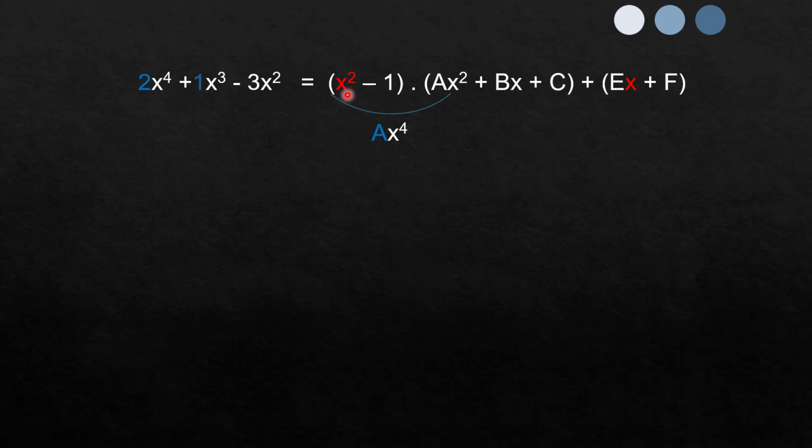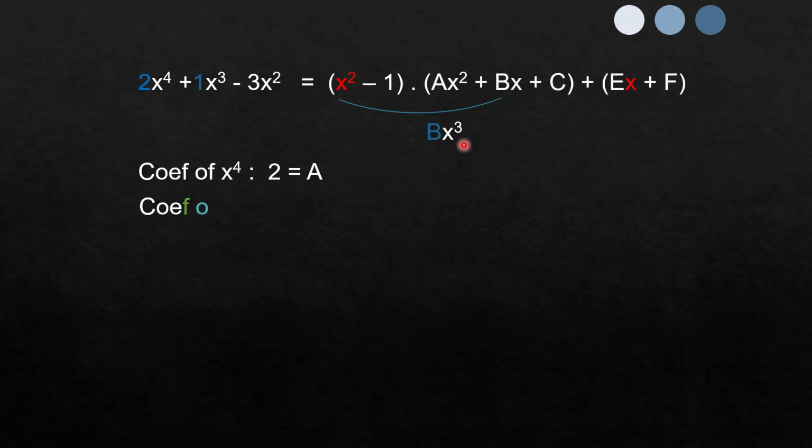First of all, at the right side, we have the first multiplication of x squared with ax squared, which produces ax to the power of 4. At the left, we have the coefficient of x to the power of 4 is 2. So we can conclude that a is 2. Next, for the coefficient of x cubed, x squared is multiplied with this bx, producing bx cubed. At the left, the coefficient of x cubed is 1, so we can conclude that b is 1.